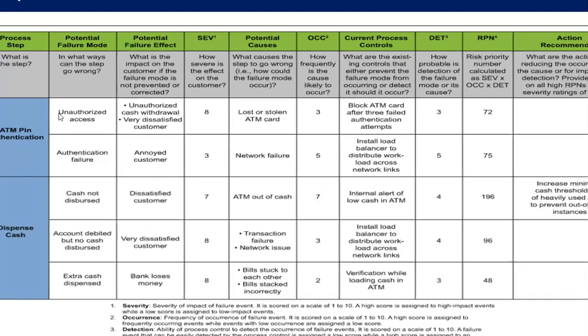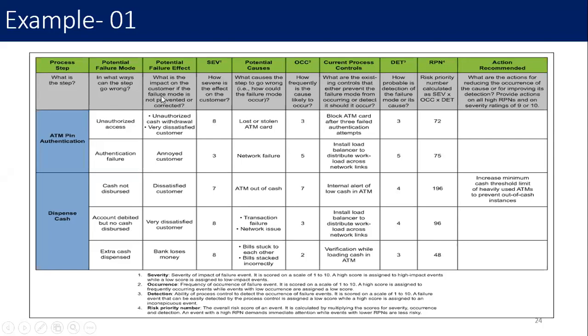Here you can see one example, ATM pin authentication, right? Then unauthorized access, they can access the card. Then severity is very high, it's around 8. Then frequency is 3, it is not always happening. Unauthorized access is not always happening, so the occurrence is low. But the detection level is again 3. Then the RPN value is 8 into 3, 24, then into 3, 72, right?